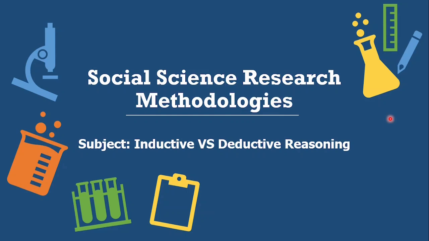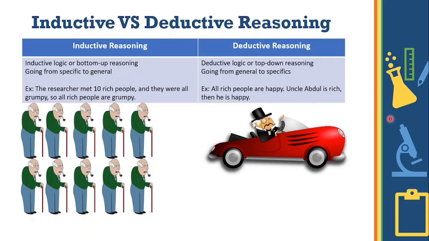The subject of this presentation is inductive versus deductive reasoning. Inductive and deductive reasoning are both logical and reasoning methodologies that are common in social science research and analysis. The main difference between inductive and deductive reasoning is that inductive reasoning aims at developing a theory, mostly a new theory, while deductive reasoning actually aims at testing an existing theory.